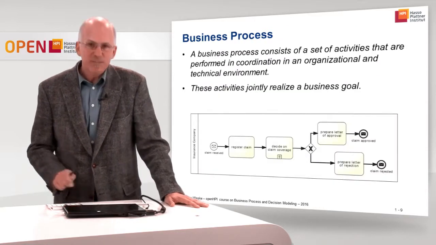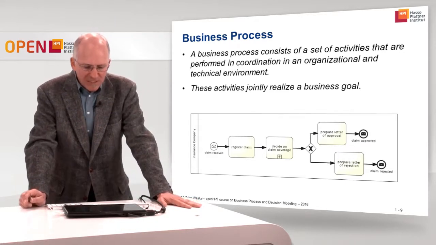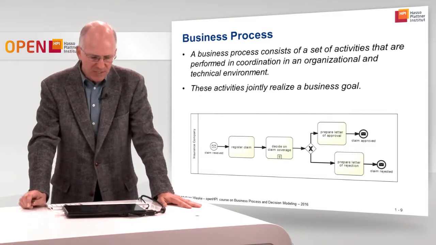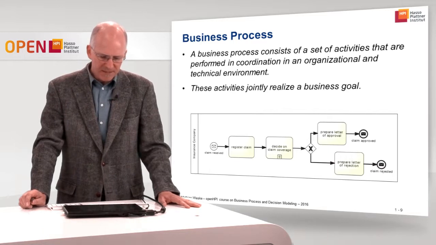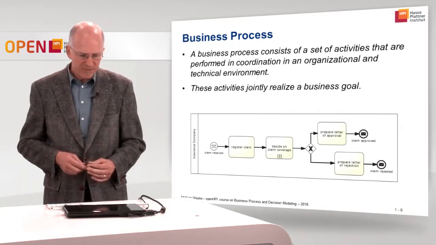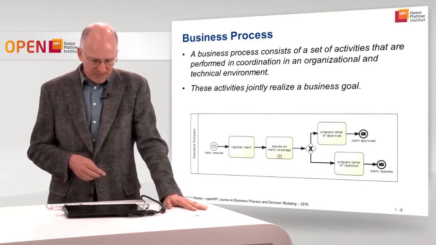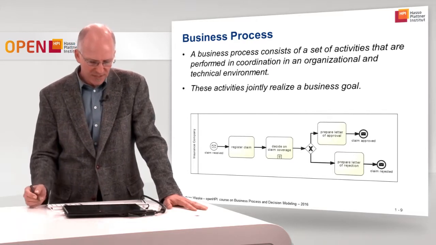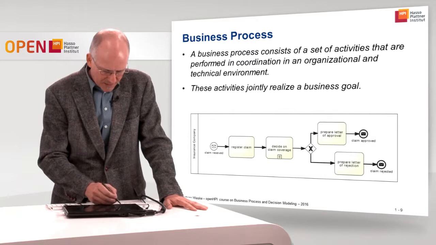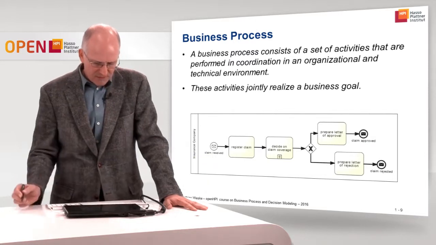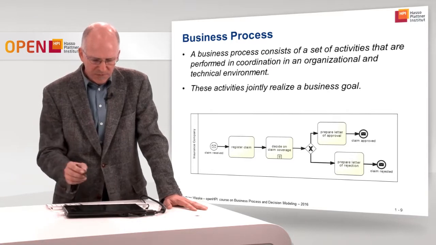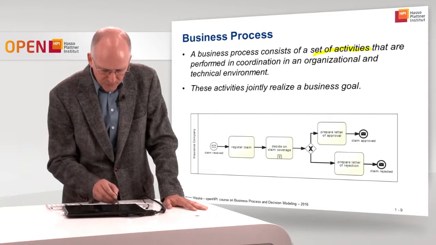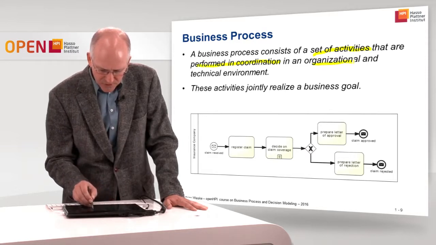So it's time to look at what a business process actually is. A business process consists of a set of activities that are performed in coordination in an organizational and technical environment. And these activities jointly realize a business goal. In the lower part of this slide, we have a business process model of the insurance claim process I was already discussing. So I'd like to highlight some of the elements here. The definition says we have a set of activities that are performed in coordination, in an organizational and technical environment.